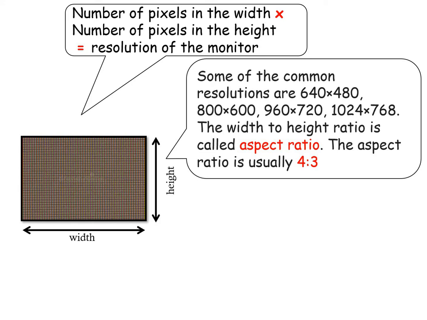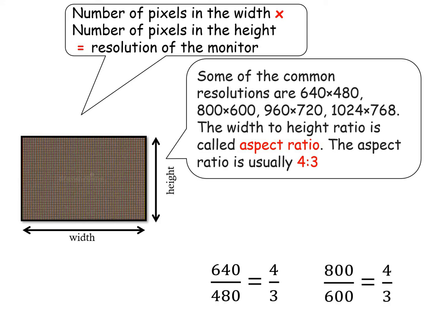The width to height ratio is called aspect ratio. The aspect ratio is usually 4:3. Now I will show you how we get the aspect ratio. I have taken the first resolution, 640 by 480. You get 4/3. Similarly, the second resolution, 800 by 600, is equal to 4/3.